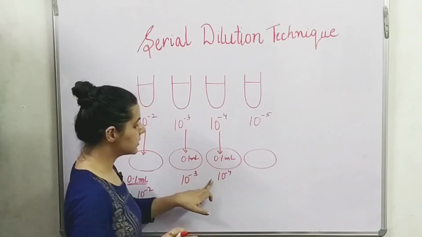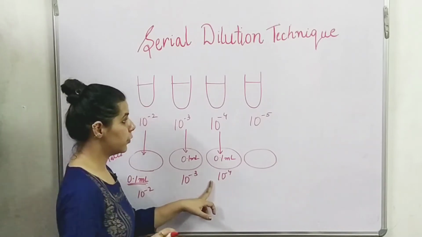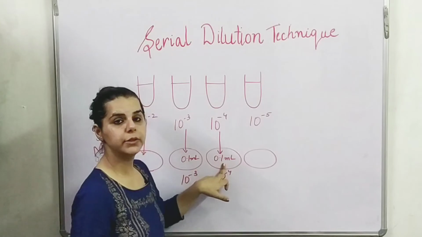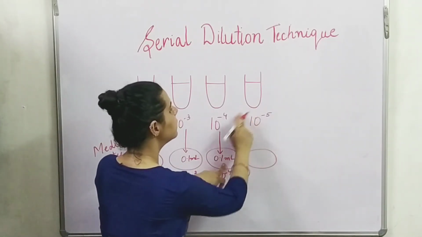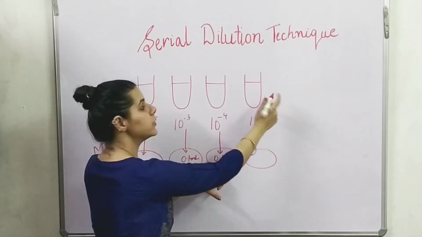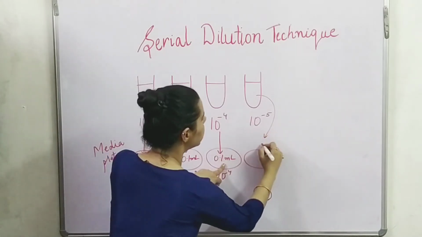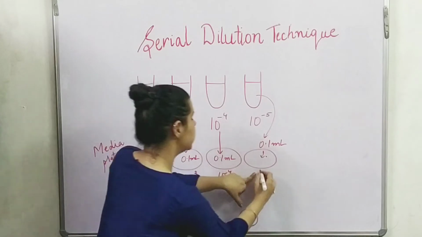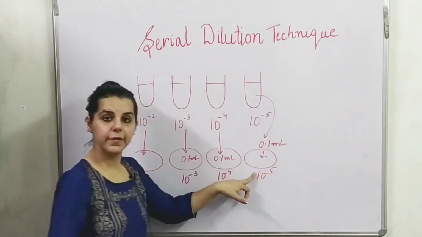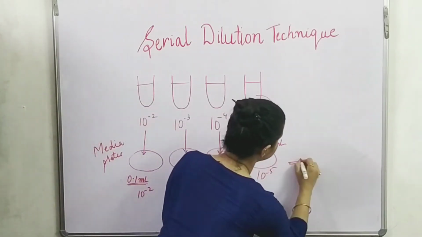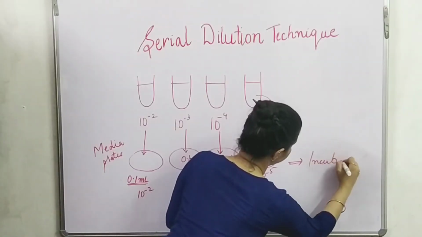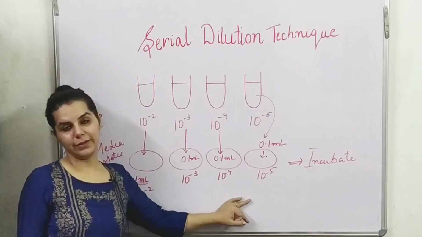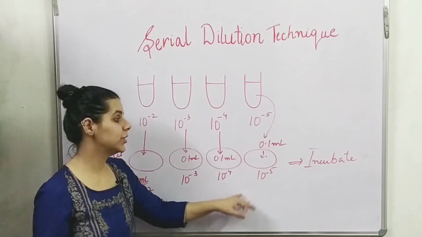So now this is the petri dish for 10 to the power minus 4 dilution, and I have taken 0.1 ml of this and added to this petri dish. Similarly, from 10 to the power minus 5 dilution, I am again going to take 0.1 ml aliquot and add to this particular petri dish, label it as 10 to the power minus 5, and then incubate it for the desired time at a particular temperature.